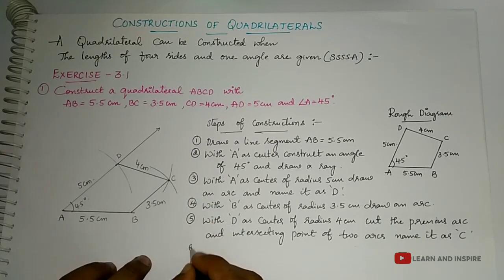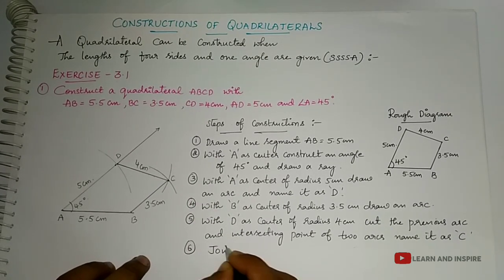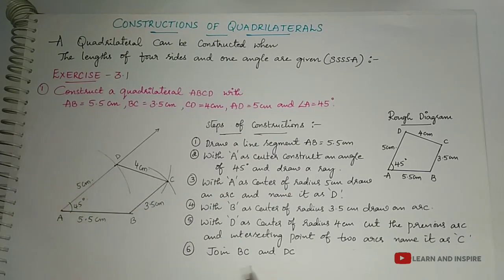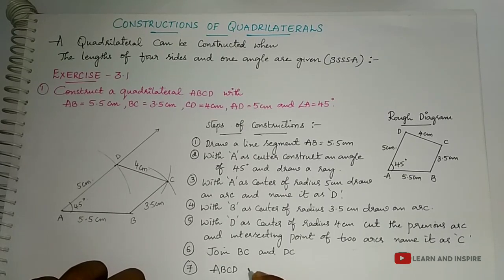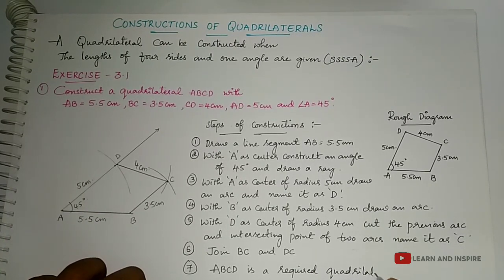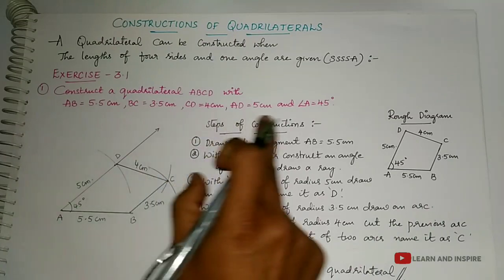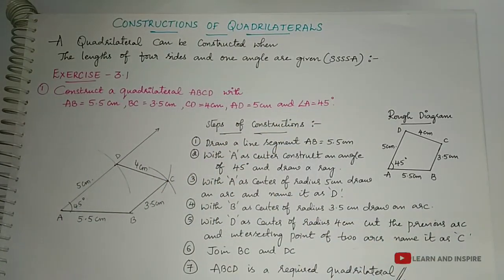Okay. Sixth step, join BC and DC. So join BC and DC. So the last step, ABCD is a required quadrilateral. Okay, ABCD is a required quadrilateral. So understood how to construct a quadrilateral with the given 4 sides and 1 angle. Okay, now we'll see the second one.